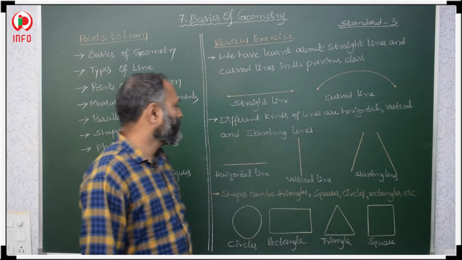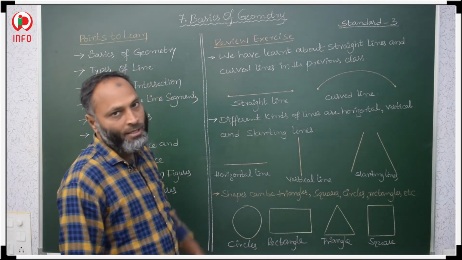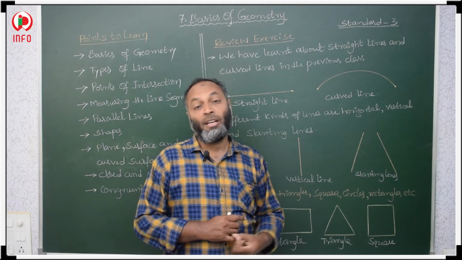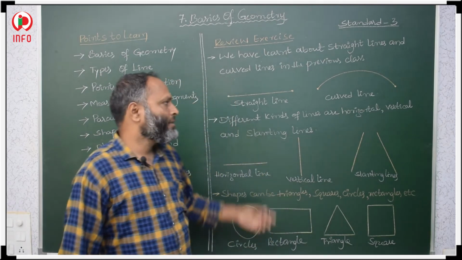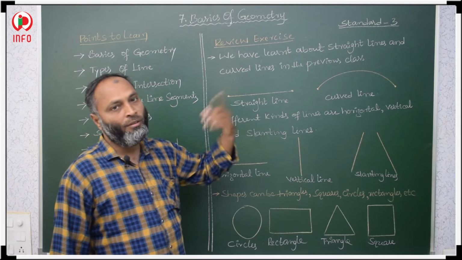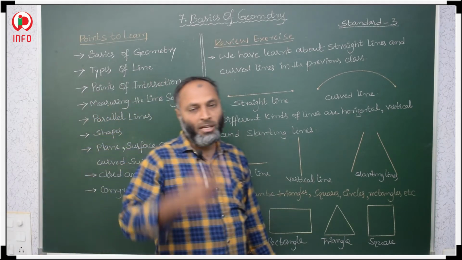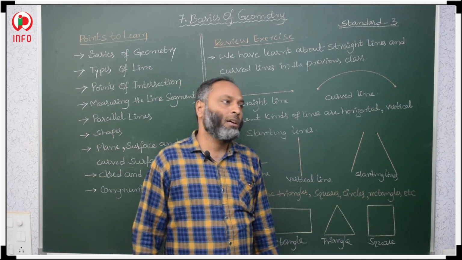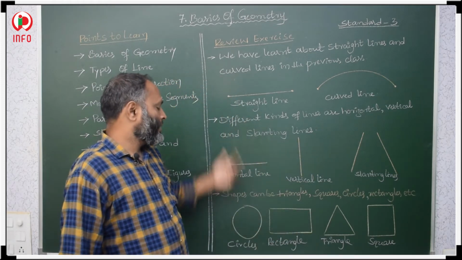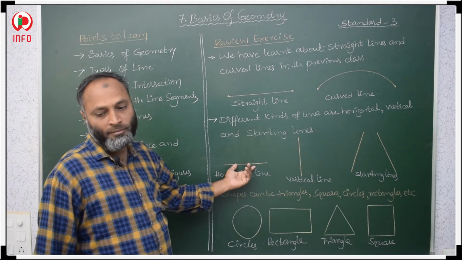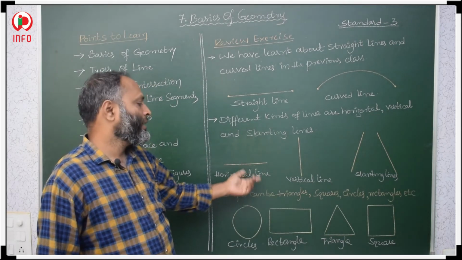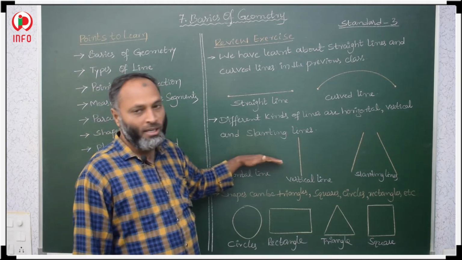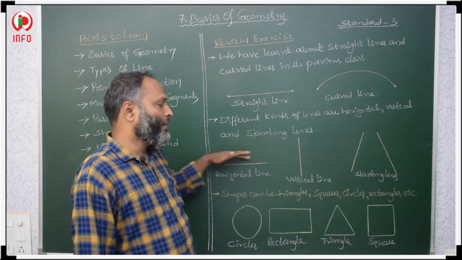Next, different kinds of lines. What are the different types of lines? We know that this is a straight line. How do we form a straight line? With a ruler. If we join 2 points with a ruler, then we form a line. Then this is a horizontal line. This is a vertical line. A horizontal line is also called a sleeping line.